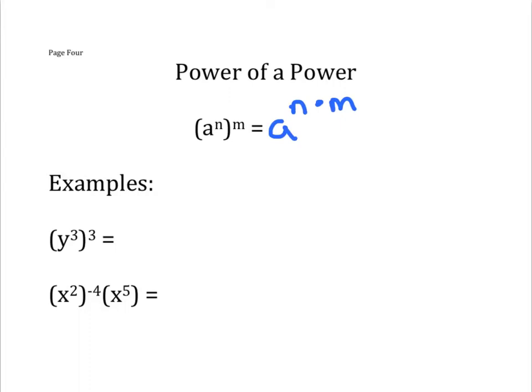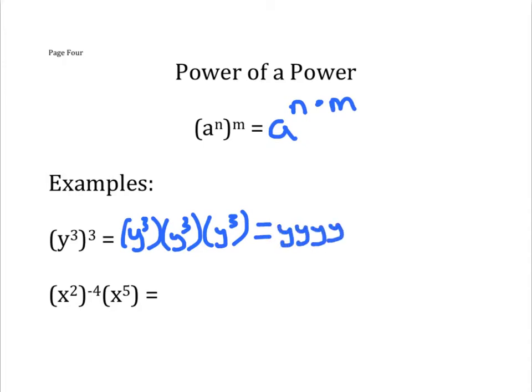As an example, we have y to the 3rd to the 3rd. So that would be the same thing as y to the 3rd, y to the 3rd, y to the 3rd, which is really y, y, y, y, y, y, y, y, y. So how many y's do we have there? We really have 9. So y to the 9th power. Now we could have done that without writing them all out and just seen 3 times 3, and that would have given us 9.